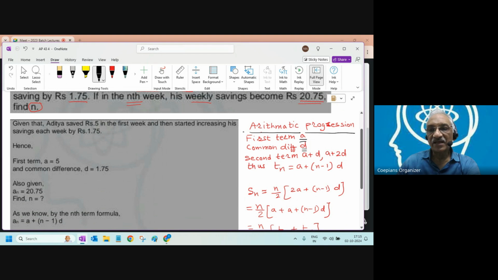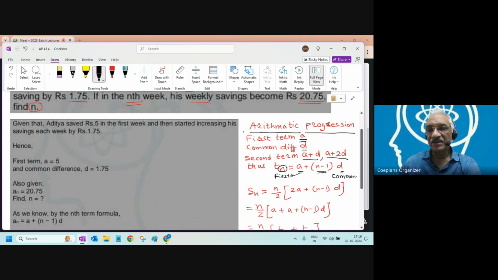Thus, the second term of the AP will become a plus d, the third term becomes a plus 2d, and the nth term obviously will become a plus (n minus 1) into d, where a is the first term, d is the common difference, and n is the nth term which you want to find out. Remember that on the right hand side it is always n minus 1.